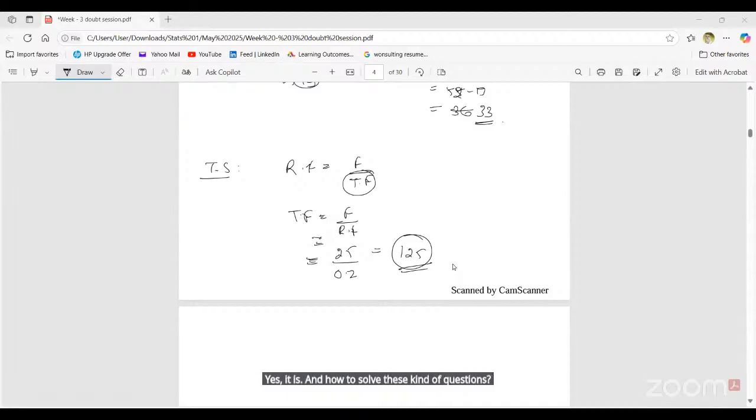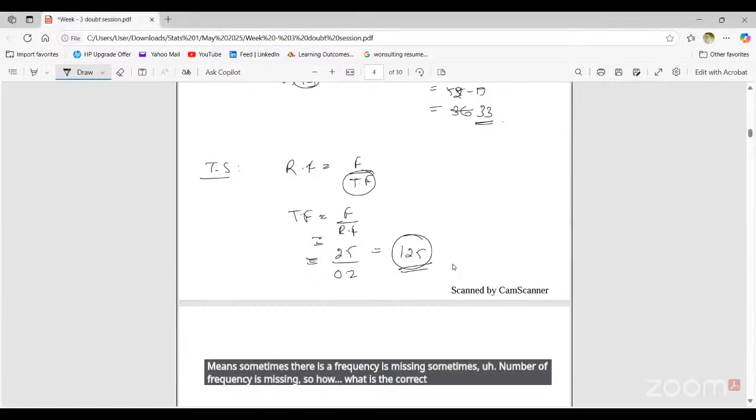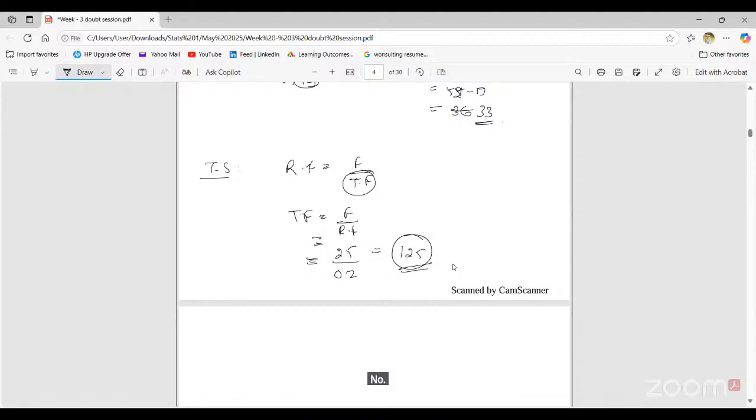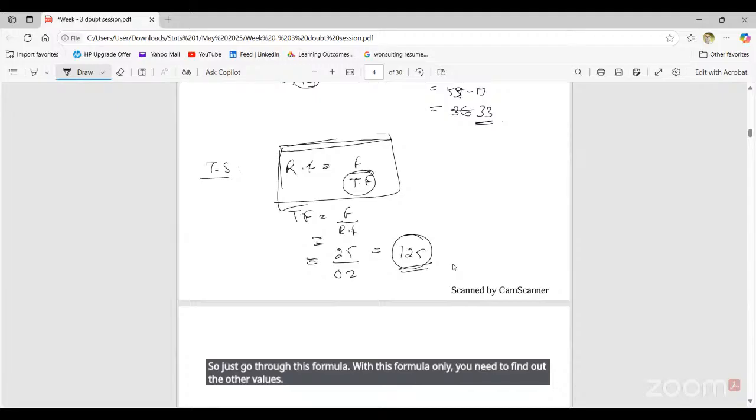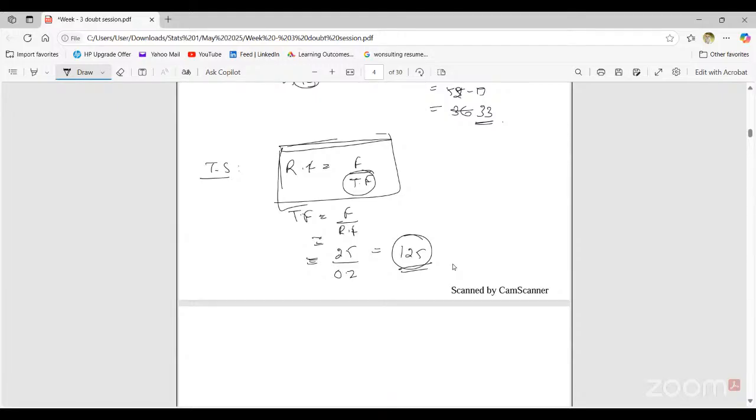Sometimes the frequency is missing, sometimes the total number is missing. So what is the correct way to solve that? That goes according to the question only. Just go through this formula. With this formula only, you need to find out the other values.